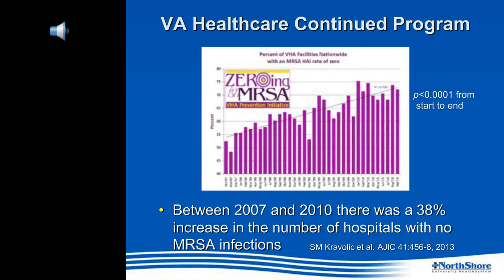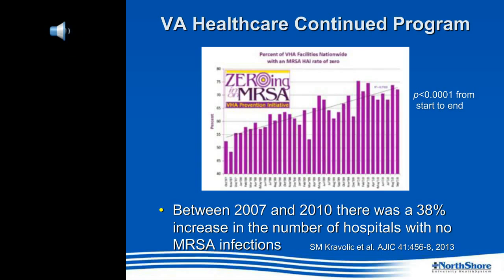This is the data from the Veterans Administration in the United States with about 160 hospitals throughout our country. And they started about a year and a half after we did. So they started in 2007, and they're doing active surveillance testing on all hospital admissions and actually also on all transfers and all discharges within their hospitals. And you can see what's happened here is they're continuing to see more and more nursing units that go for an entire month with no MRSA infections, and that's what this plot is.